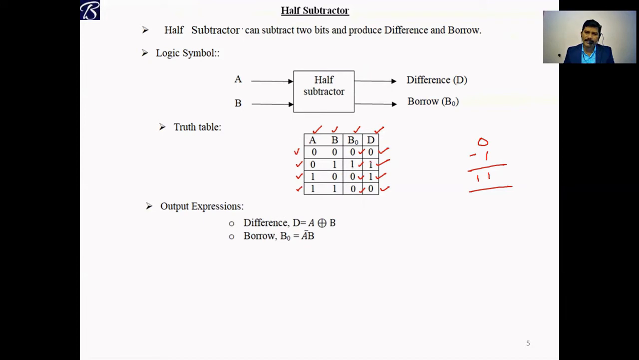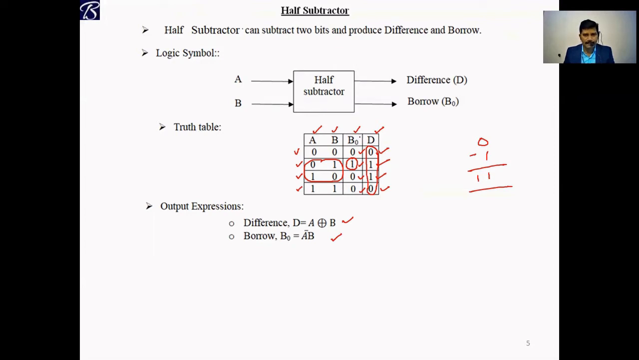So the output expression for the difference is the same as a half adder, right? When both the inputs are different, the output is 1. Otherwise it is 0. That's why the difference is the XOR operation only. And for borrow, if you observe, you have to take the expression for this minterm. So that is A bar B.